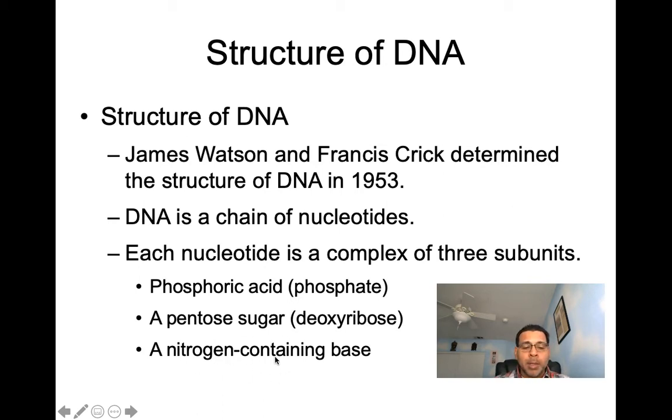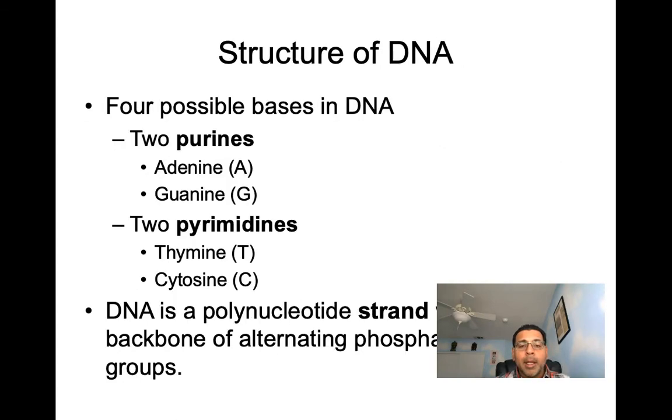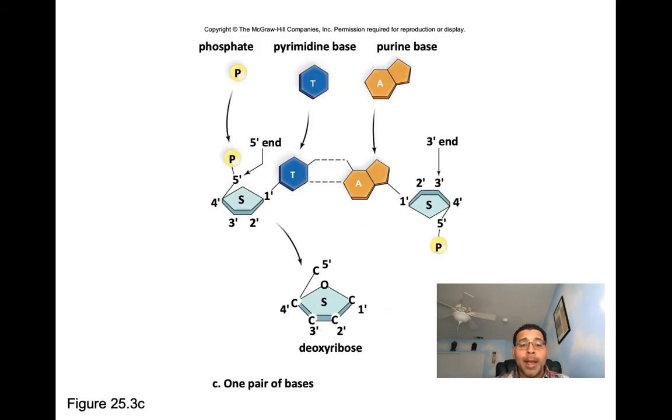So what I'm going to do is jump a little ahead and show you exactly that. So here we have a nucleotide. We said each nucleotide is a complex of 3 subunits. You've got your phosphate, you've got your deoxyribose sugar, and then you've got your nitrogen-containing base. Same thing here with this one. Here you've got your phosphate, your sugar, and then your base.